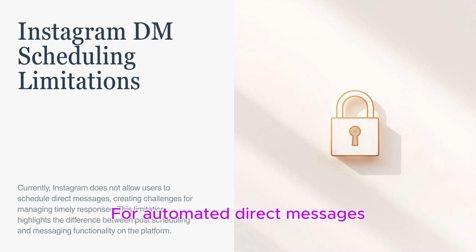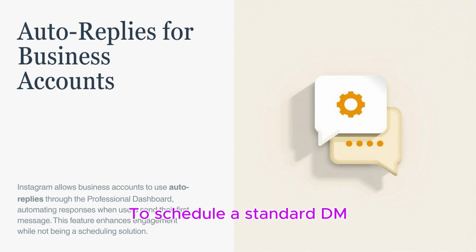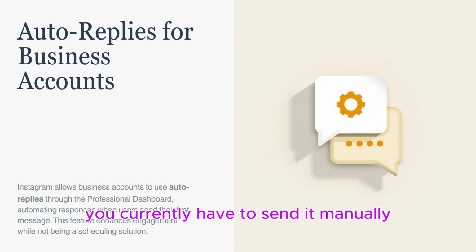For automated direct messages, business accounts can use the welcome message feature in Instagram Professional Dashboard to send an auto reply when someone messages you first, but not a scheduled DM. To schedule a standard DM, you currently have to send it manually.